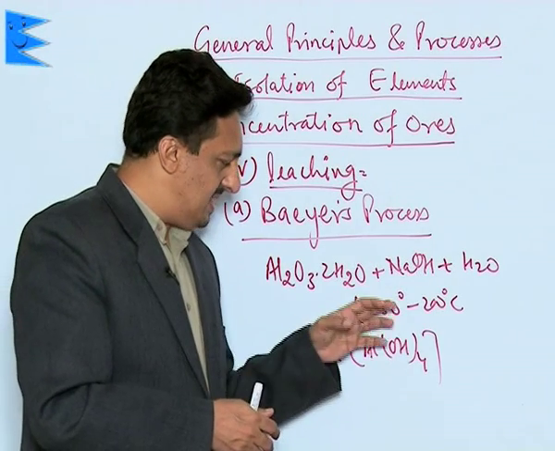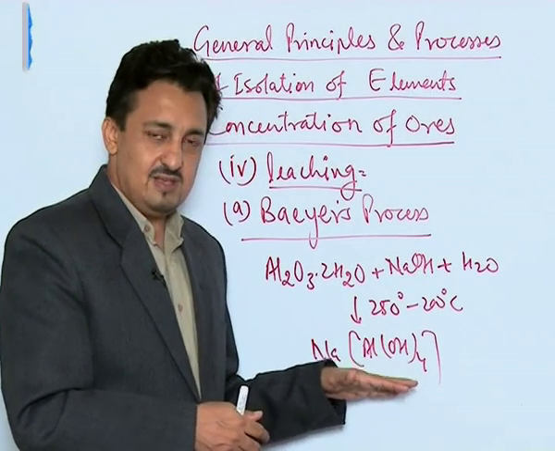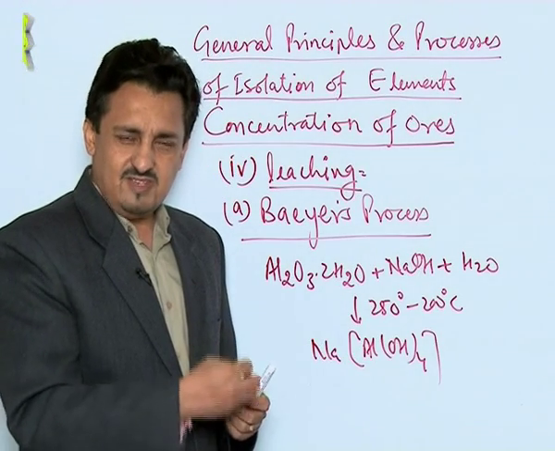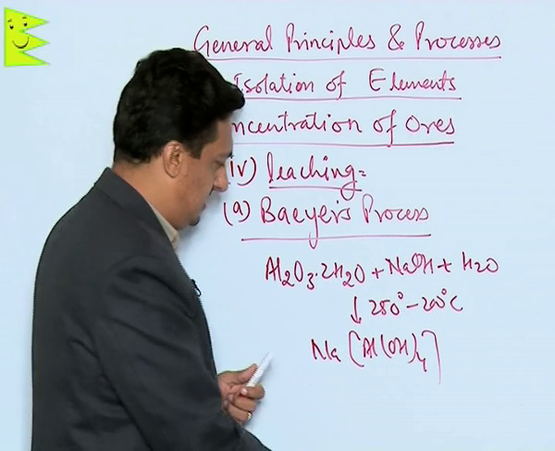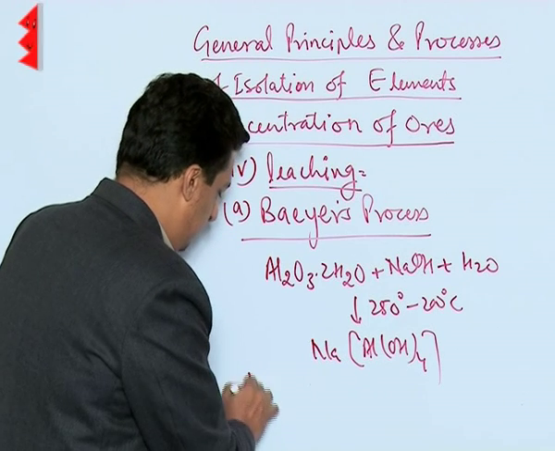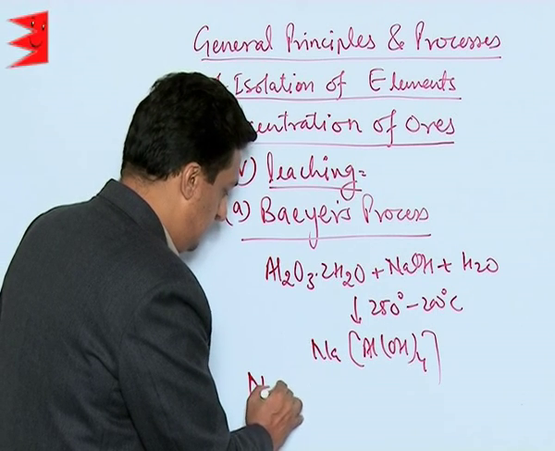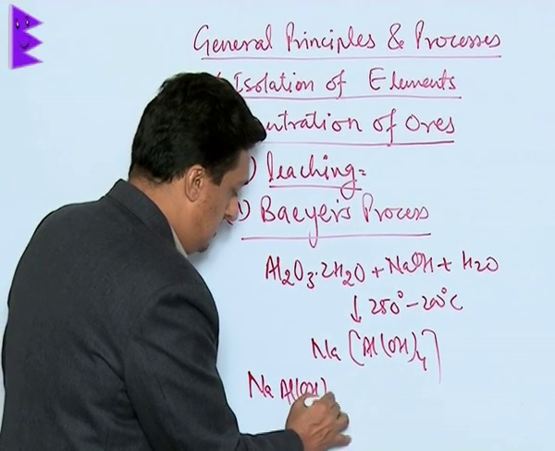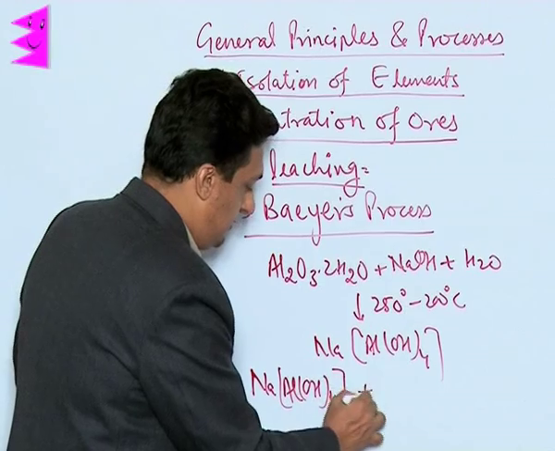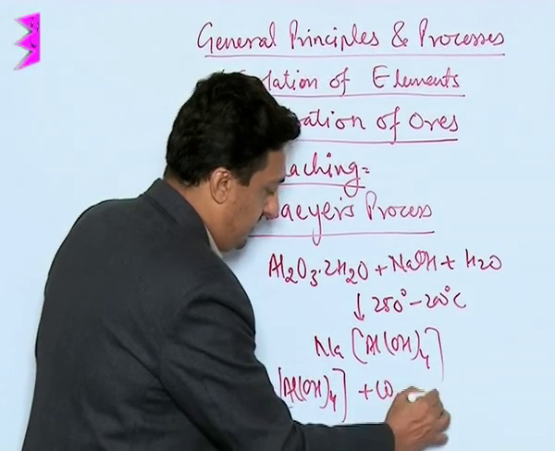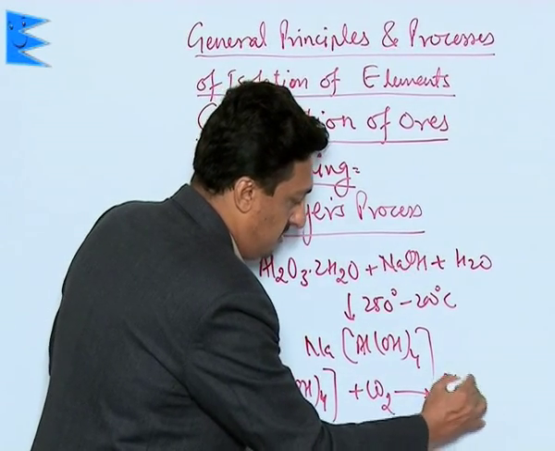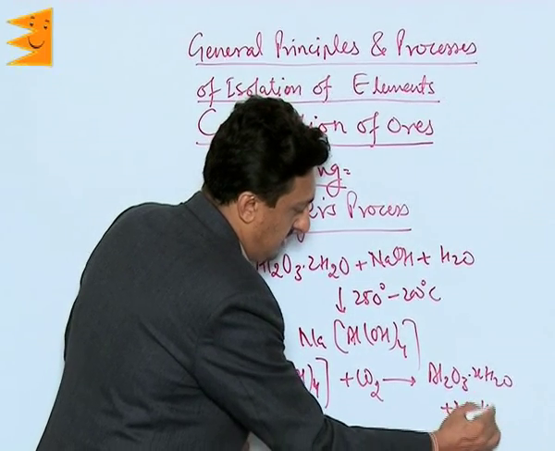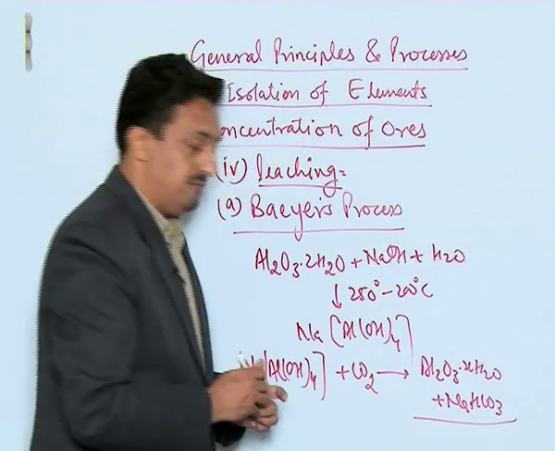Now, this sodium metaluminate or sodium aluminate is treated with carbon dioxide and is changed into hydrated aluminium oxide. How? Let us see. When this sodium aluminate is neutralized by CO2, it forms Al2O3·xH2O plus sodium bicarbonate. This is what is formed.